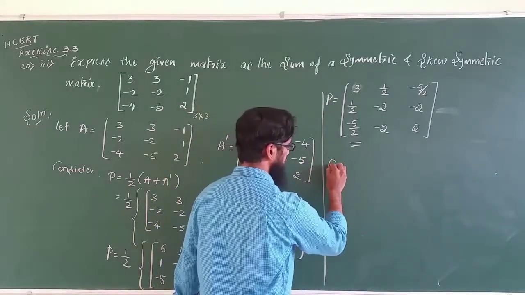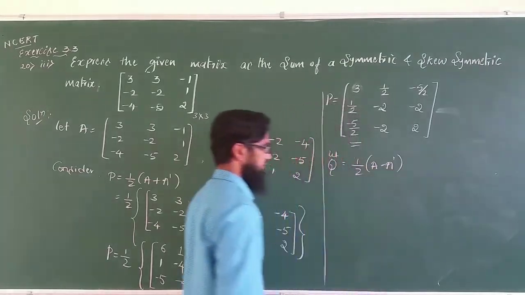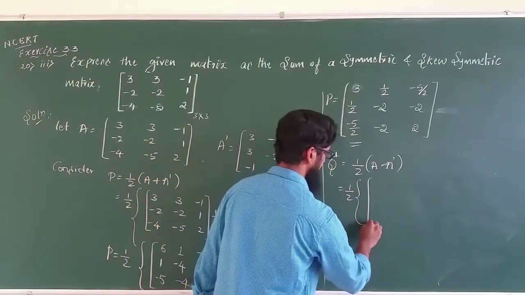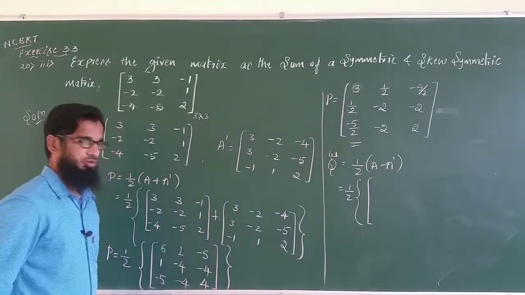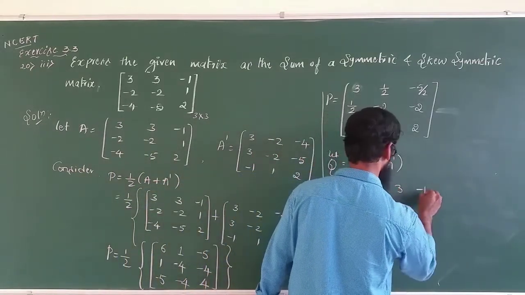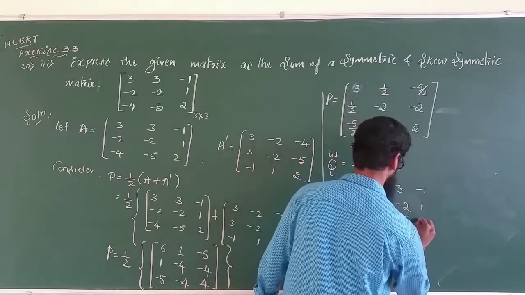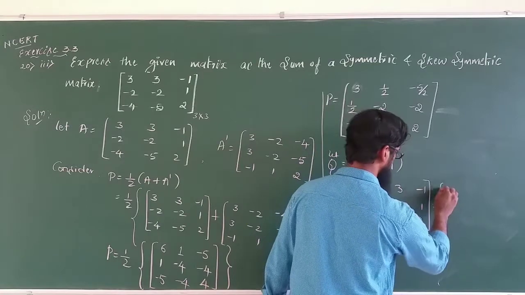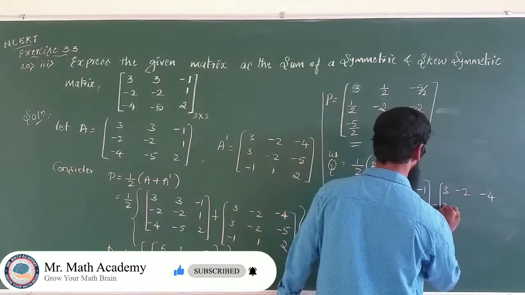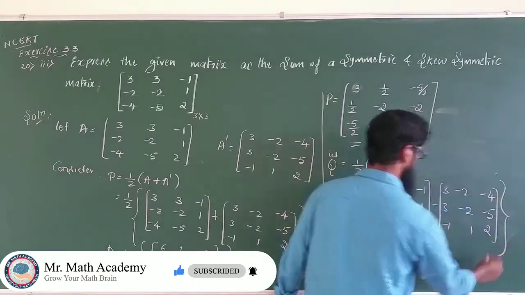Again similarly, let Q be equal to half into A minus A transpose. Just like before, we'll find Q. This becomes half into matrix A, the entire term as it is: 3, minus 1, minus 2; minus 2, 1, minus 4; minus 5, and 2. This is matrix A. I have to subtract the transpose of A: 3, minus 2, minus 4; 3, minus 2, minus 5; minus 1, 1, 2. So this is A transpose here.